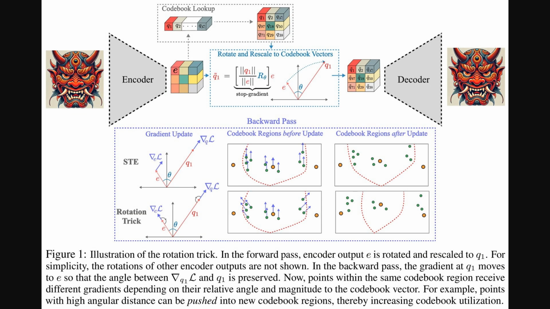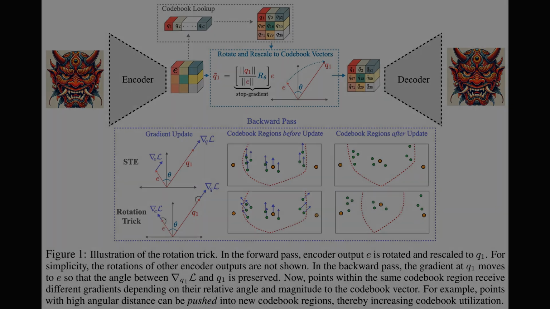Okay, so this figure really helps visualize the core idea. It shows how the encoder output, that's E, is rotated and rescaled to match its nearest codebook vector Q in the forward pass. But the key difference is in the backward pass. See how the standard STE just copies the gradient? Well, the rotation trick preserves the angle, meaning the gradient update for E actually depends on where it was relative to Q. This helps utilize the codebook better.